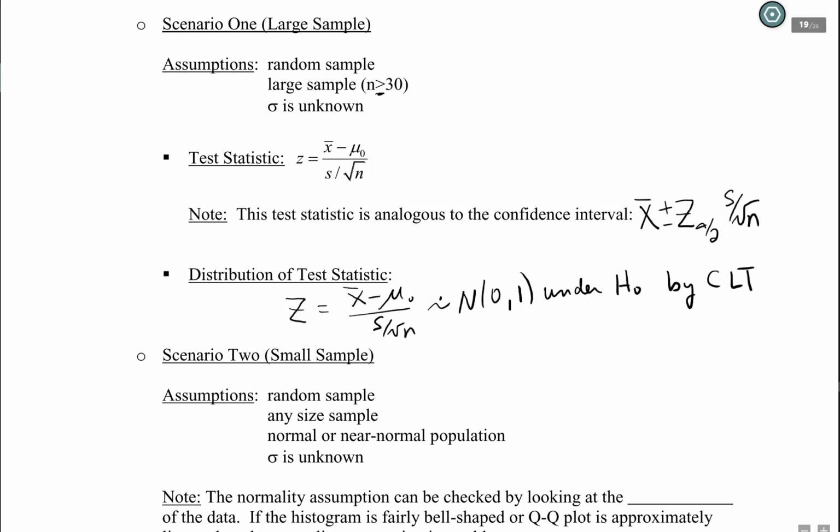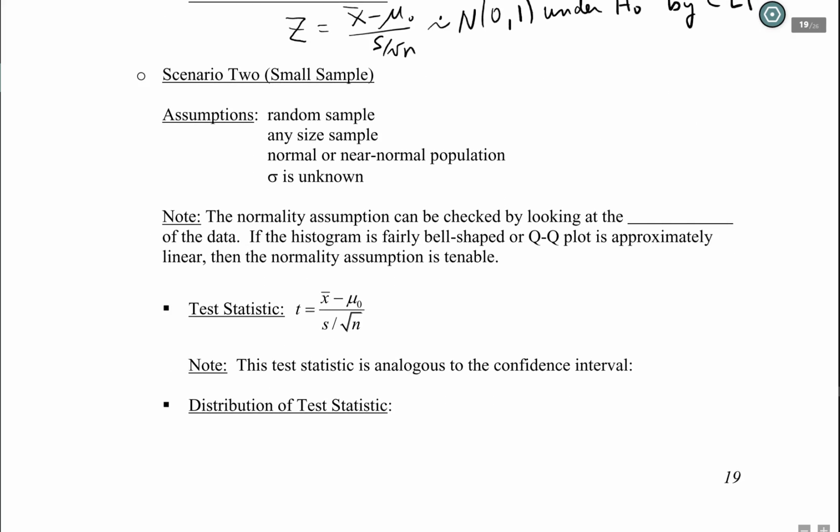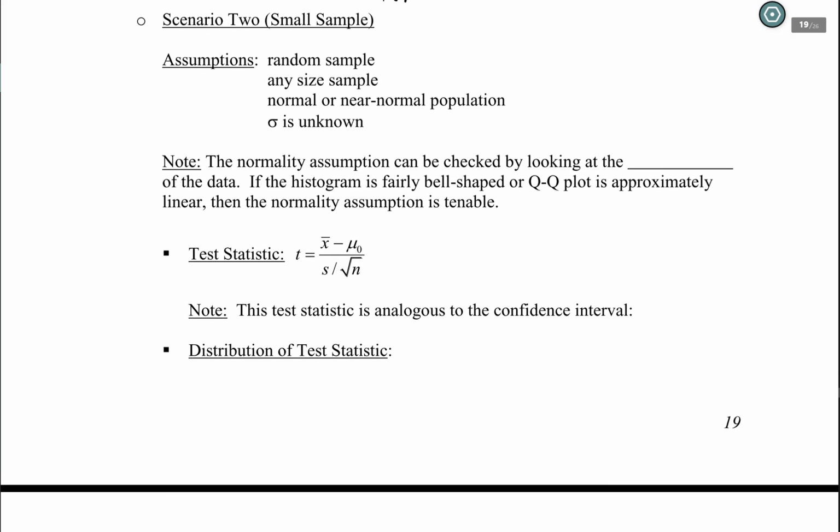Okay. Scenario 2, the small sample case. We have a random sample, any size sample. Here I say small sample, but if it works for small samples, then it will work for large samples here. We don't need any kind of central limit theorem result in order to use this method. Third condition is that we have a normal or near normal population, and that sigma is unknown.